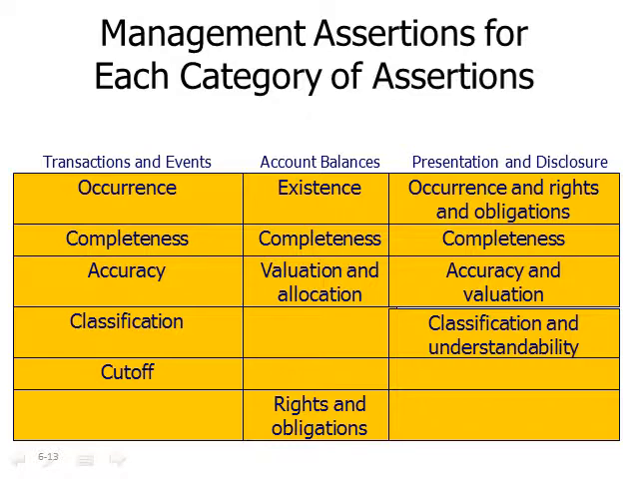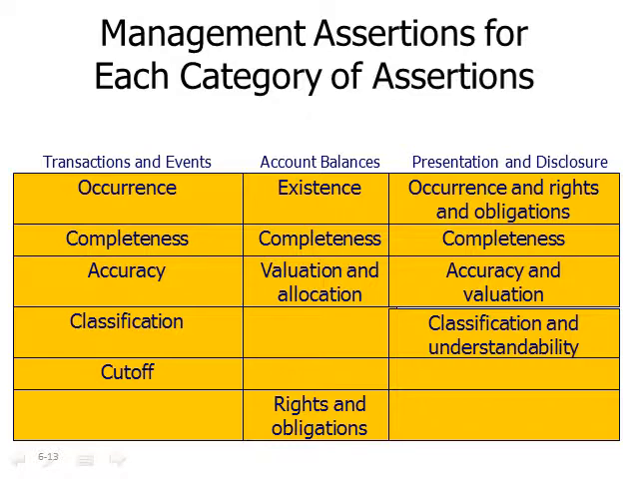And so we talk about the occurrence assertion. That concerns whether the recorded transactions included in the financial statements actually occurred during the period. The completeness assertion addresses whether all transactions that should be included in the financial statements are in fact included. The accuracy assertion addresses whether transactions have been recorded at correct amounts. The classification assertion addresses whether transactions are recorded in the appropriate account. And then the cutoff assertion addresses whether transactions are recorded in the proper accounting period. And so we see that we have these different management assertions that we're testing in transactions and events.